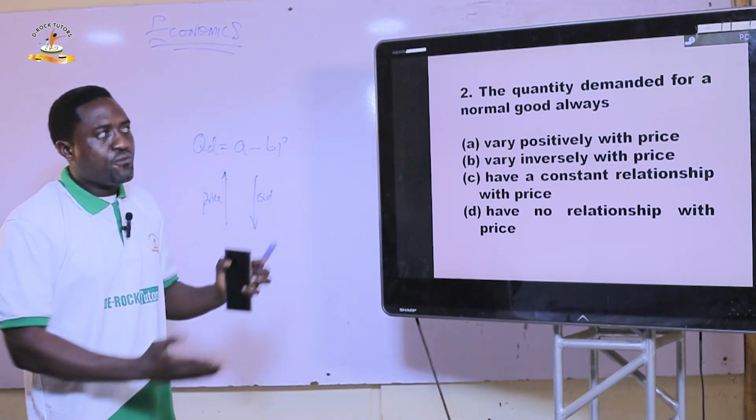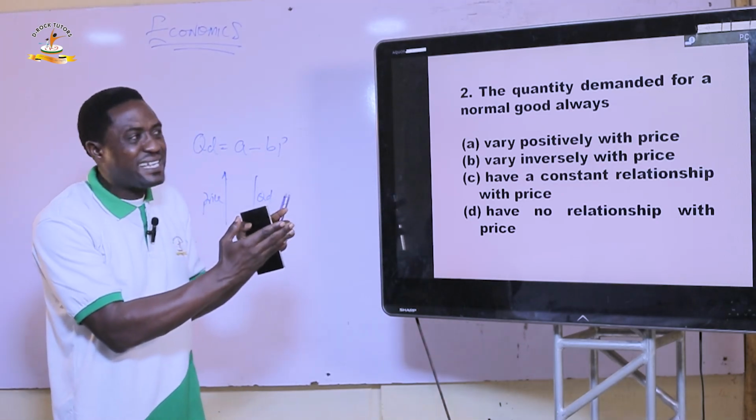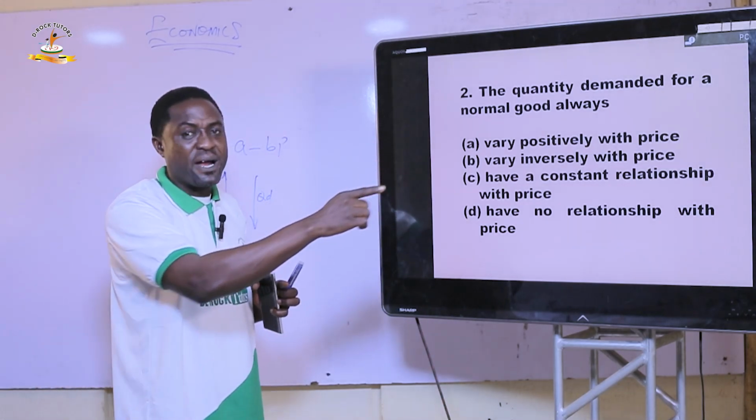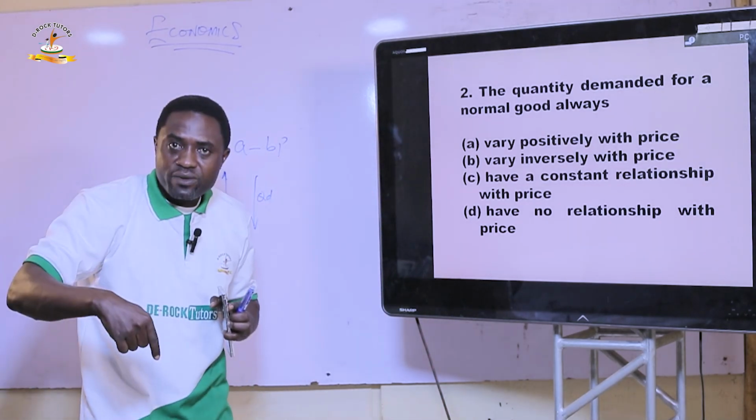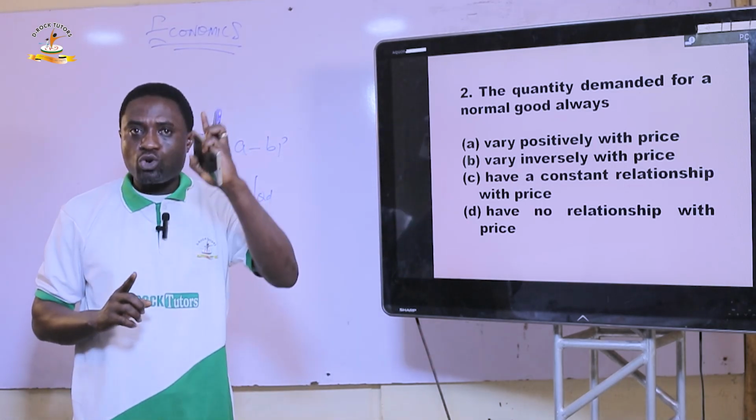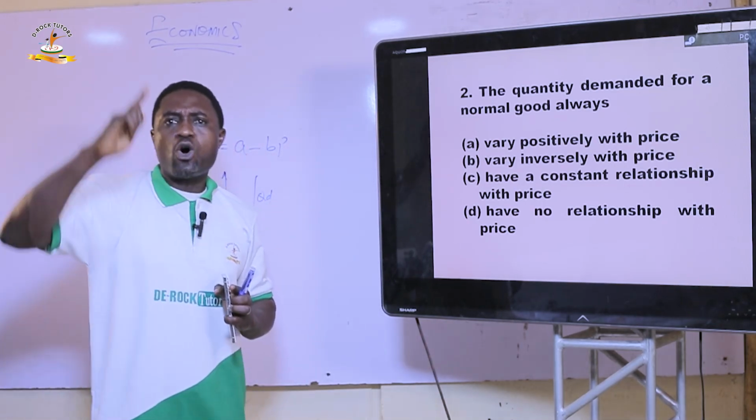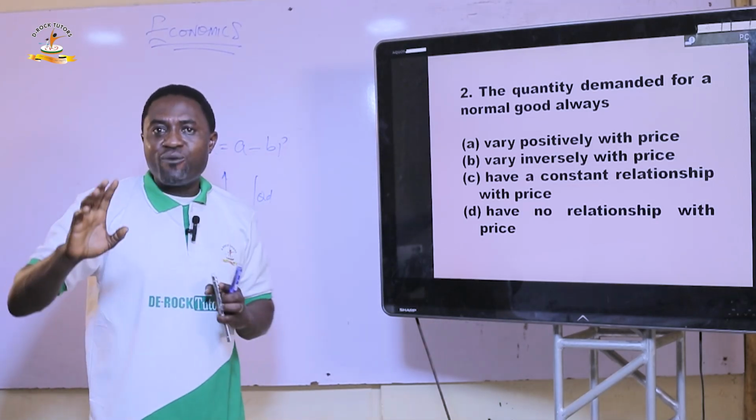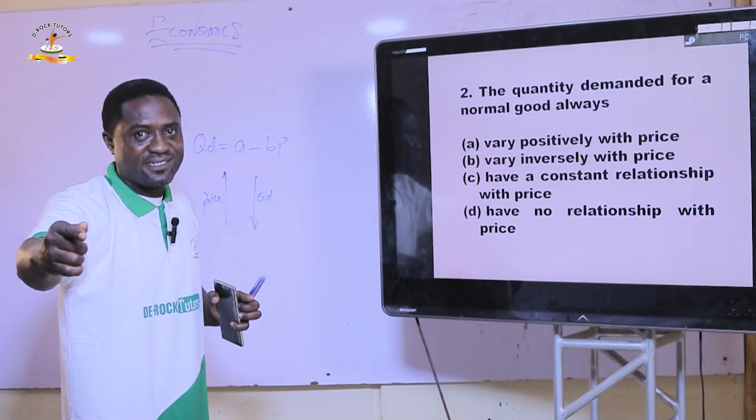You understand? So from the question above, to get our answer right, the quantity demanded for a normal good always varies positively, I mean, that is supply. When we talk about supply, when the price is going up, quantity supplied will also go up, because by the time the price is up, the producer, the supplier, will want to offer more for sale so that he can make more profits.